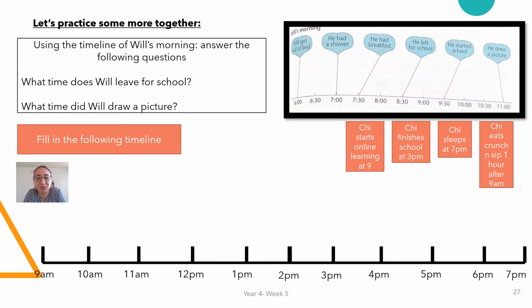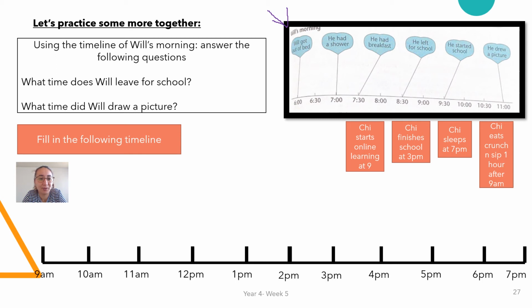Now here, let's do some practice. So using the timeline of Will's morning, so this is Will's morning, guys, and I apologize for the funny picture. And we're going to answer some questions. It's really straightforward, and I think you guys are going to blitz through this and you will be amazing.